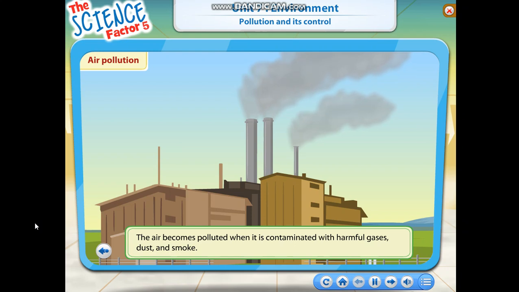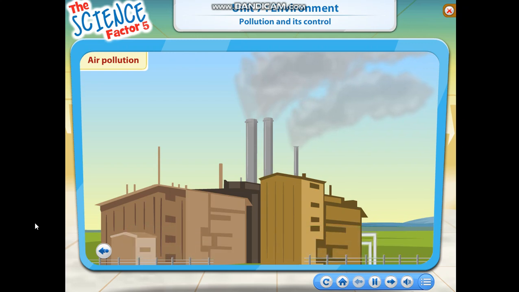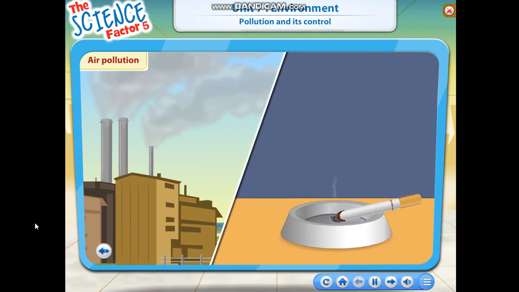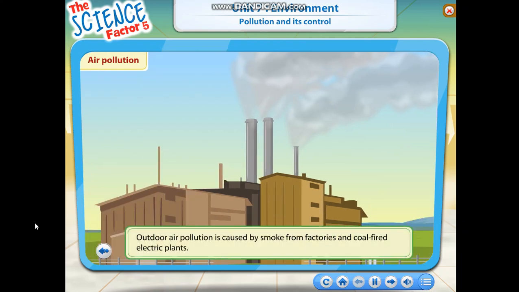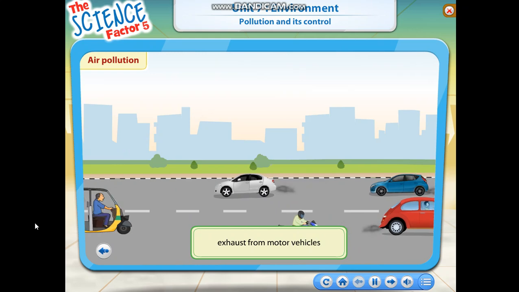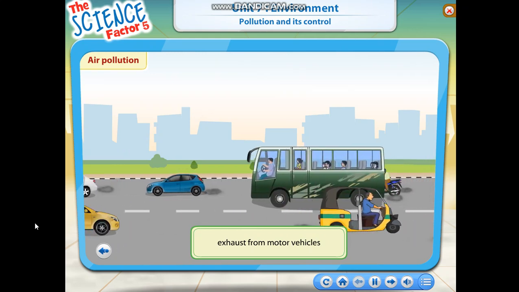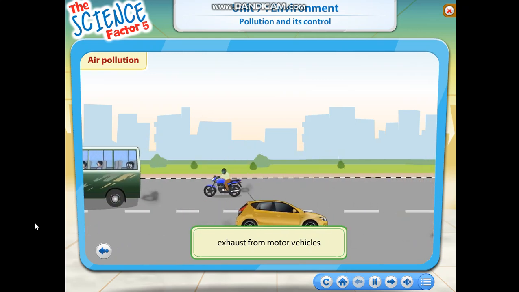The air becomes polluted when it is contaminated with harmful gases, dust, and smoke. Air pollution can happen both outdoors and indoors. Outdoor air pollution is caused by smoke from factories and coal-fired electric plants. Motor vehicles also release a lot of exhaust gas which pollutes the air.